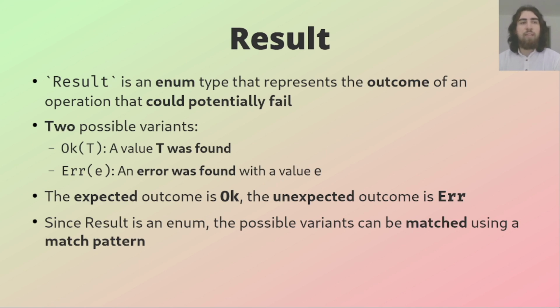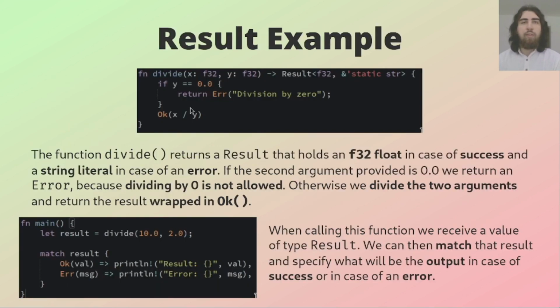Since result is an enum, the possible variants can be matched using a match pattern, and that is what we call error handling. So let's see an example. Let's again consider the divide function we have seen before. So again, we can't divide by 0, meaning if the second argument here is a 0, then we should return an error, otherwise the program will panic.